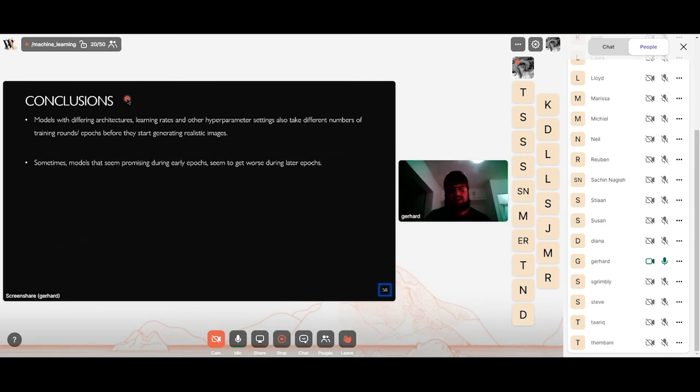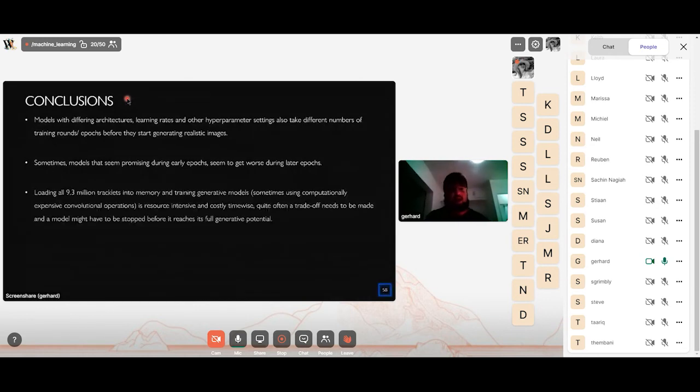Using different architectures and different hyperparameter settings can take different numbers of training rounds before they actually start generating anything realistic. And sometimes models that seem promising early on in training actually get much worse later on.